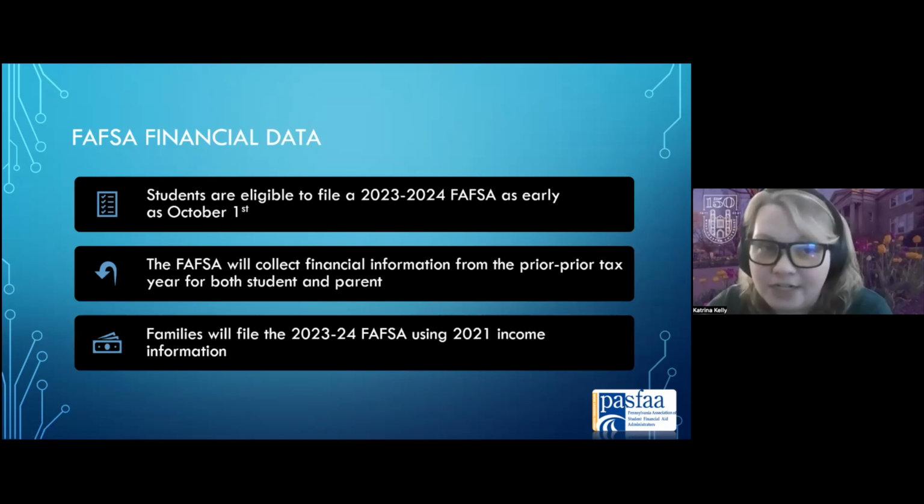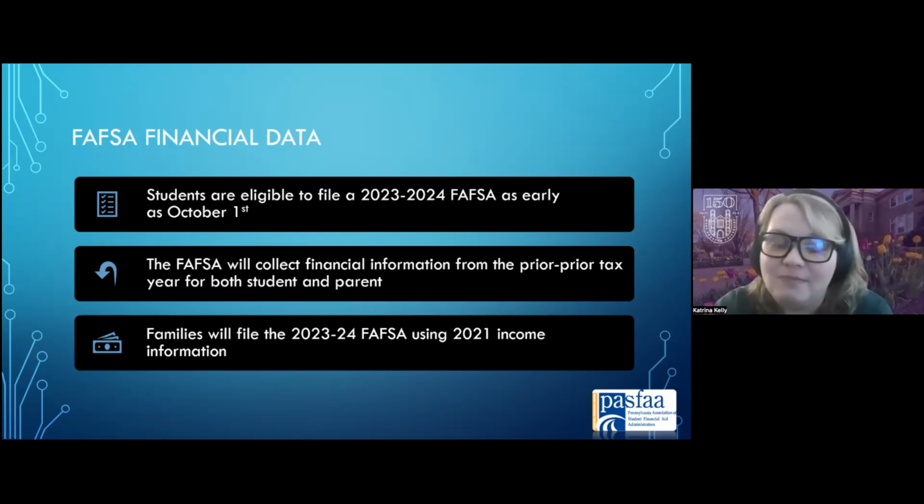All right, so financial data. Again, students are eligible to complete the FAFSA as early as October 1st every year. The FAFSA right now is using the prior-prior tax year. It used to be just the year prior, but they now do 2 years prior for both student and parent. The reason they made the switch is because we would hope that by the time they file the FAFSA for the 23-24 year in October, their 2021 taxes would have been filed and completed.